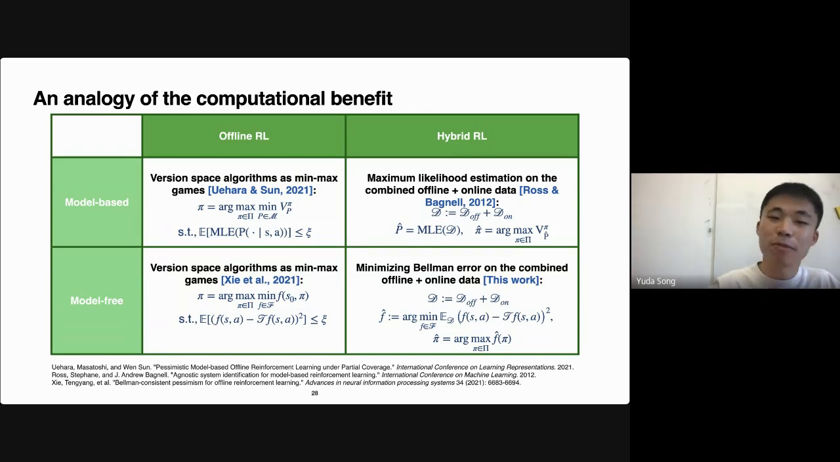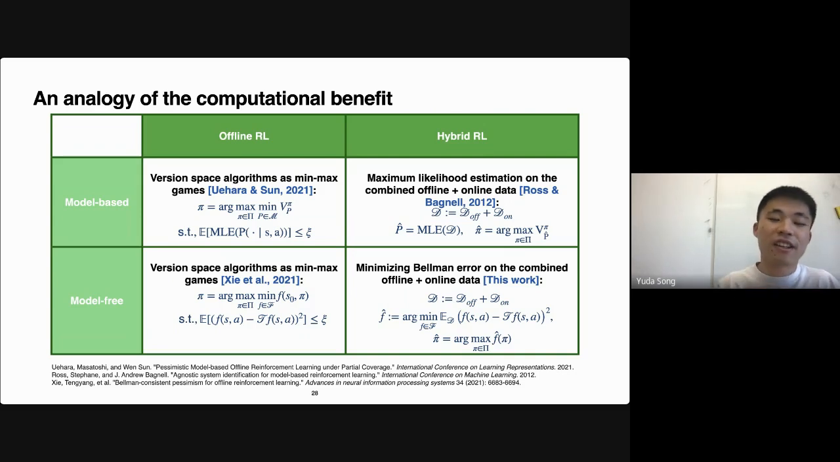And in the model-based setting, on the upper left corner, in the general setting, you need to do this version space algorithm, where you find the minimum over all possible models that have small, say, MLE error. And on the right-hand side is the previous work in hybrid RL in the model-based setting, where you can just do MLE on the combined offline and online dataset, and then you're good. The only computation oracle is just the MLE oracle.